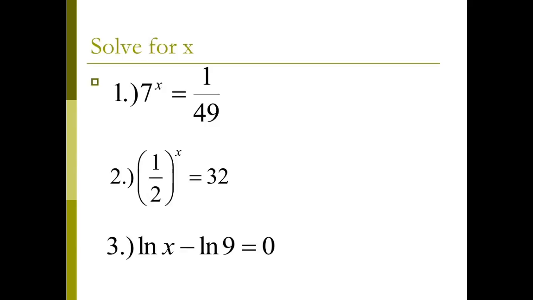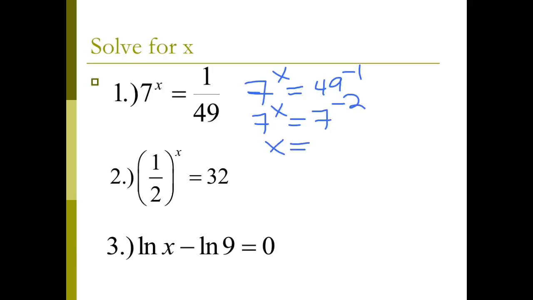Alright, so let's see how you did. For the first one, again, we have a fraction, so we can flip that using negative exponents. And we're going to get 7 to the x is equal to 49 to the negative first. I can rewrite 49 as 7 squared, and multiply that squared to the negative first, giving me a negative 2, which means that x has to equal negative 2.